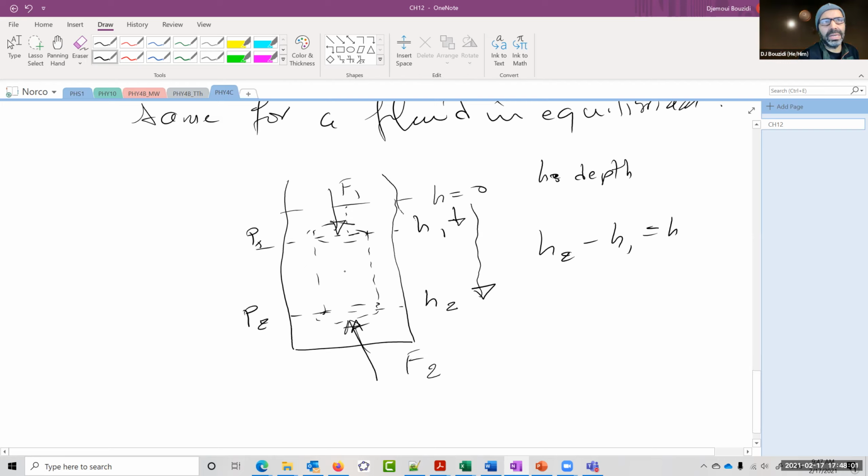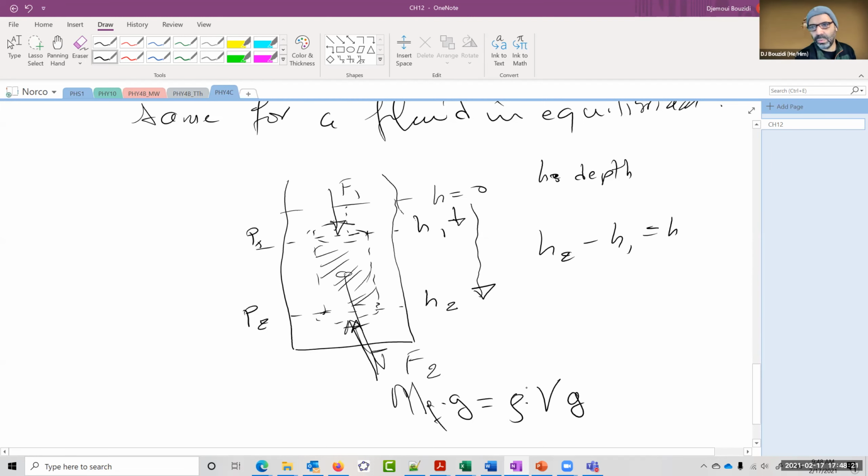However, this fluid now has weight, okay? This is how much weight it has. It has mass times g. And the mass of the fluid is the density of the fluid times the volume of the fluid, times g. And what I mean by the volume is this volume.